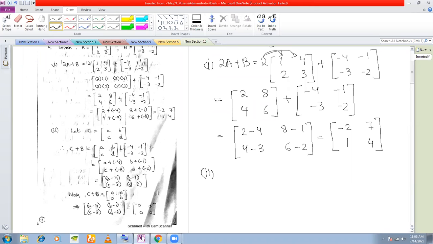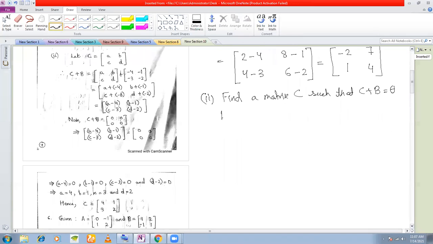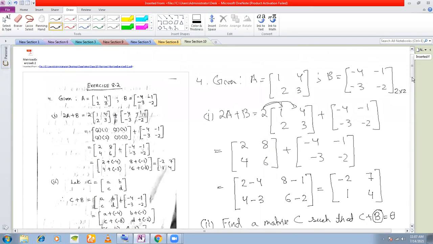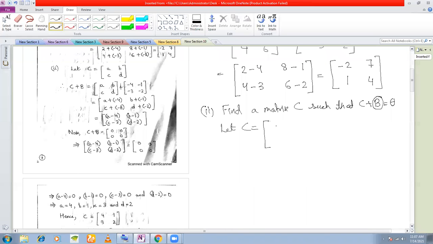The next part of the question states: find a matrix C such that C plus B is a null matrix. That is what you need to find. So I start by saying let C be equal to... since we are adding C with B, the order of C must also be the same as B. And what is the order of B here? The order of B here is 2 by 2. So we'll take the matrix C also as a square matrix of order 2. Let us take C as a, b, c, and d.